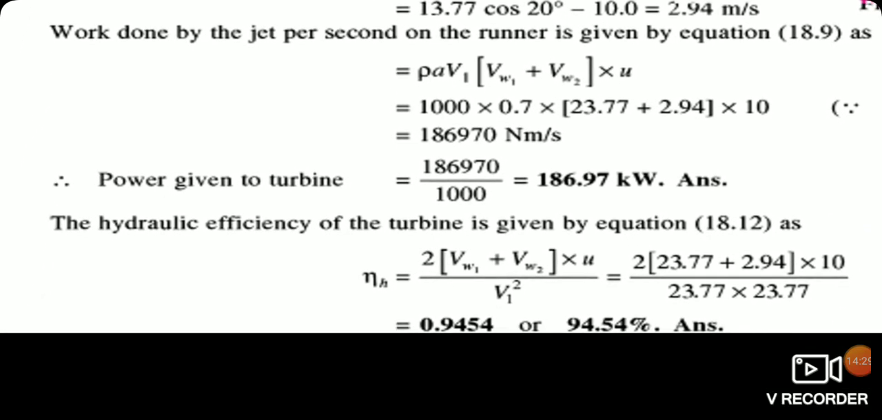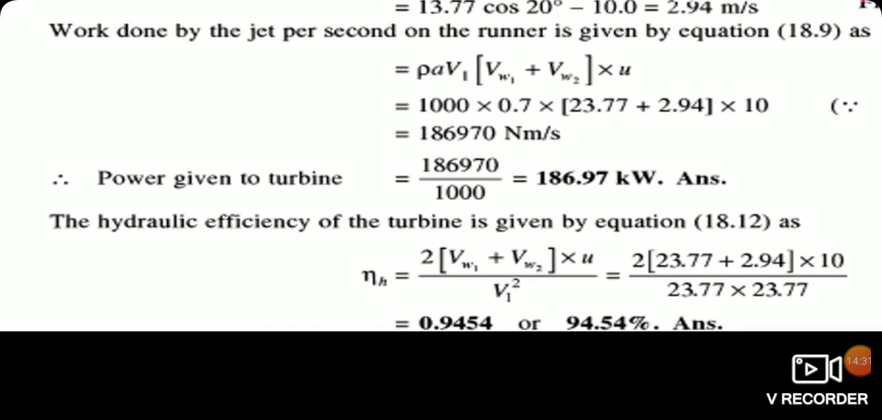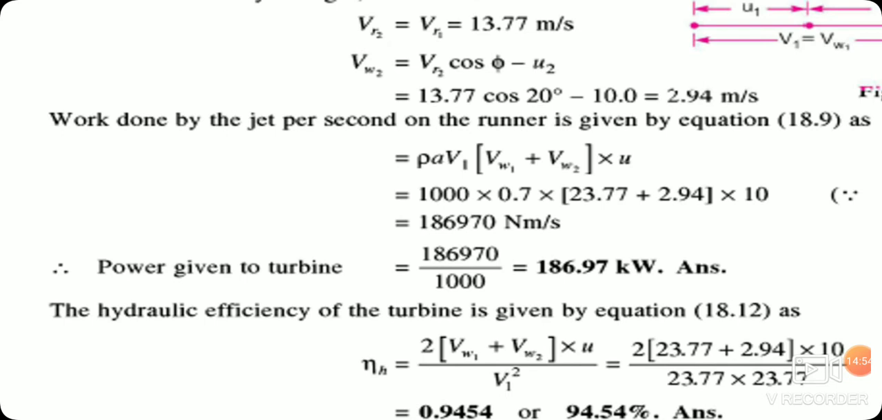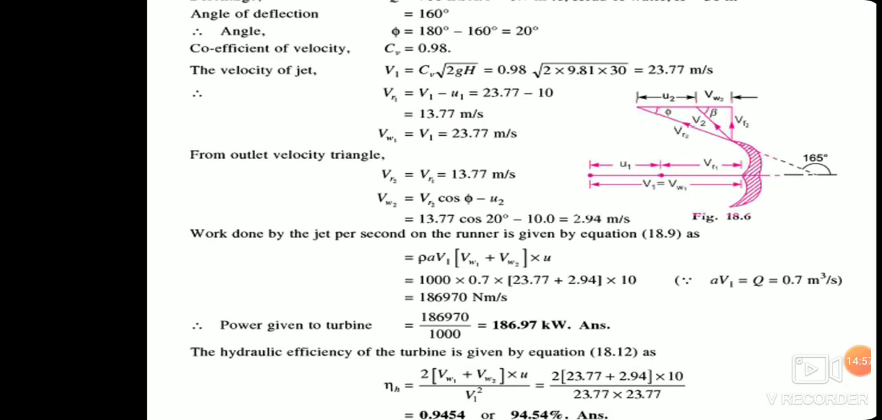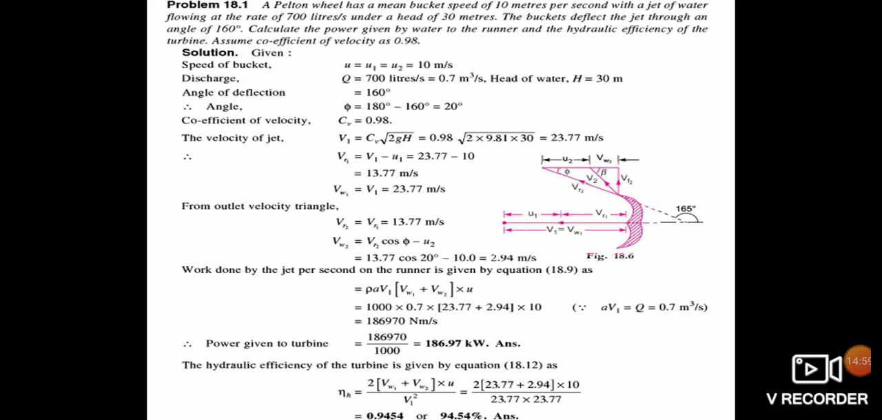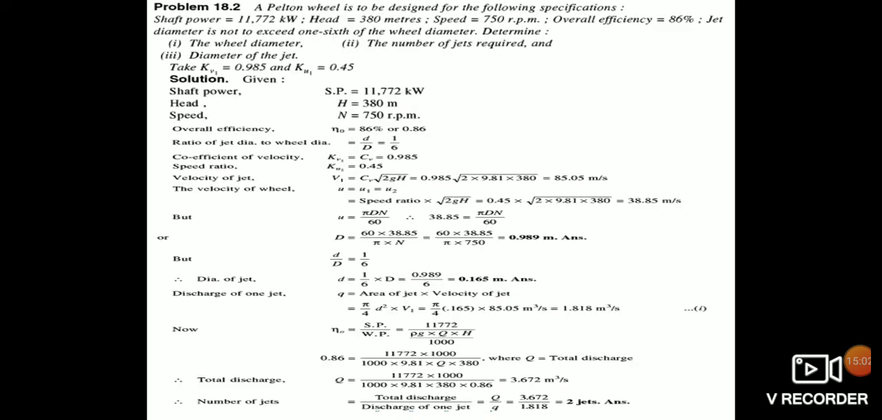Then we know the hydraulic efficiency formula for the Pelton wheel. The hydraulic efficiency of the turbine is given by the equation eta hydraulic is equal to 2 into Vw1 plus Vw2 into U divided by V1 square. This is a formula we can derive in the class, or in a separate session we can keep on this video. So this is the formula. Then we know Vw1, Vw2, U2, V1, we can put in the values, and the efficiency comes as 94.54%.